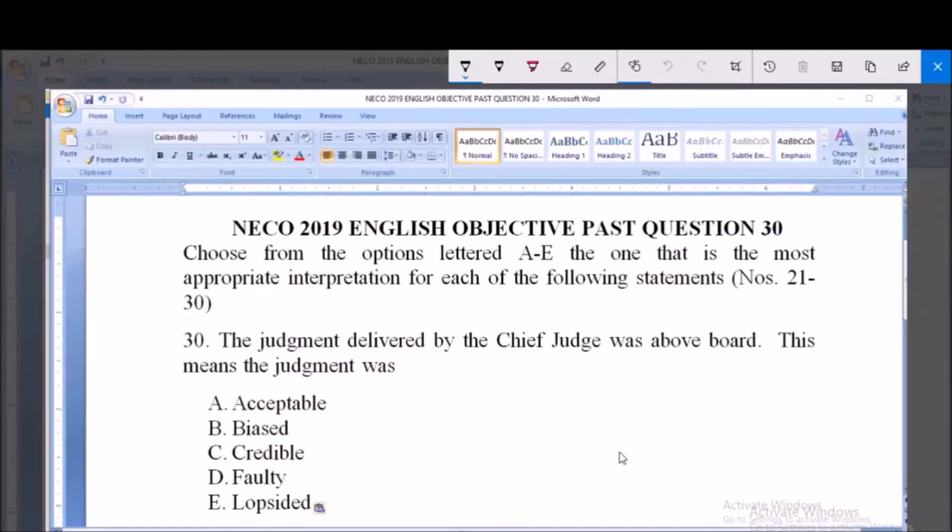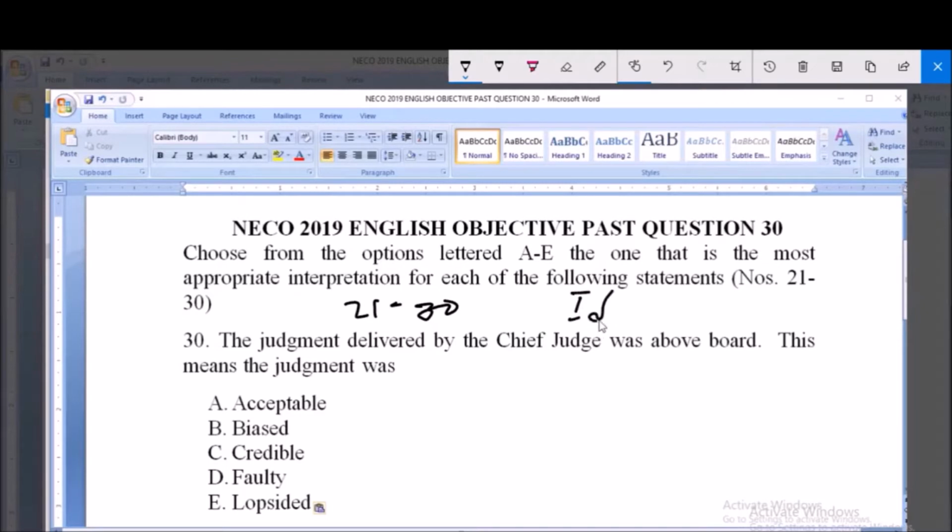Welcome, this is NECO year 2018 English objective past question number 30, and the instruction here says choose from the options lettered A to E the one that is the most appropriate interpretation for each of the following statements. And this instruction is to answer questions 1 to 30. So this is the last question we'll be answering under this instruction, and the statement says the judgment delivered by the chief judge was above board.